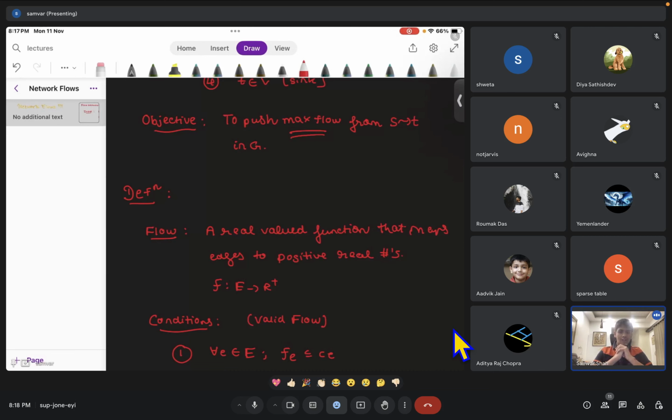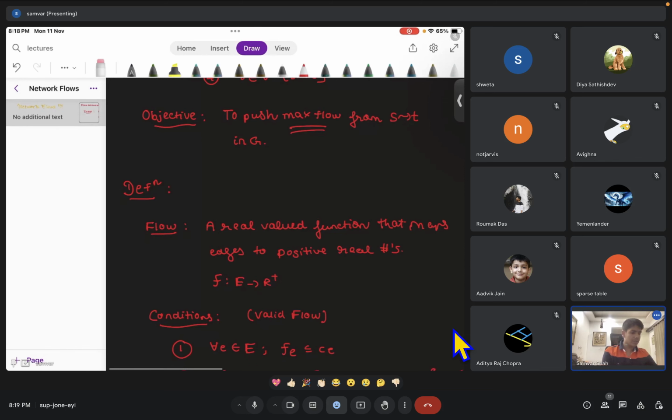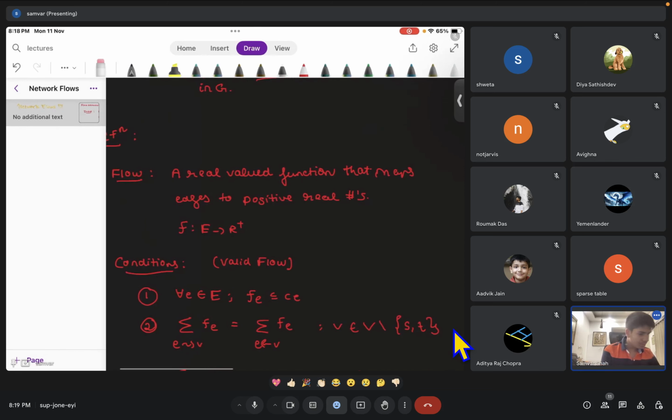For each edge, Fe is less than or equal to Ce. This seems quite intuitive because Fe is the amount of flow you push through that edge and Ce is its max capacity. What we are basically saying is, for each edge, you cannot push more flow than the maximum allowed. So if the tank has a 10-liter capacity, you cannot push 11 liters. It's intuitively obvious because that's the maximum capacity. That's how it's defined.